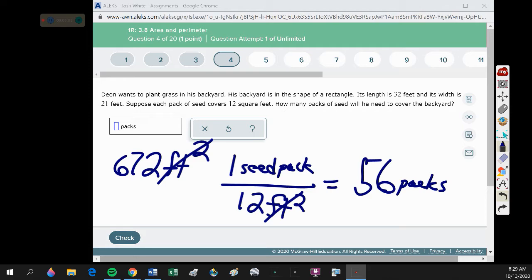What if the answer was, let's say it was 24.8 packs? Then we would have to buy 25. Right? So 24.8, we're going to round it up. What if it was 21.1? You still round it up. Why? If you round down, you're going to have one little tiny section of grass that didn't get planted.